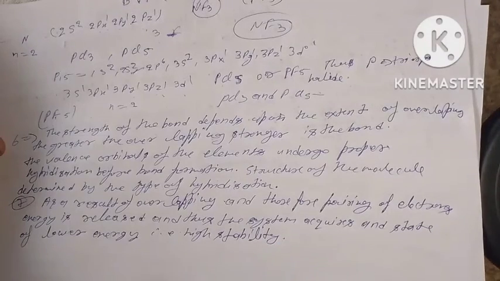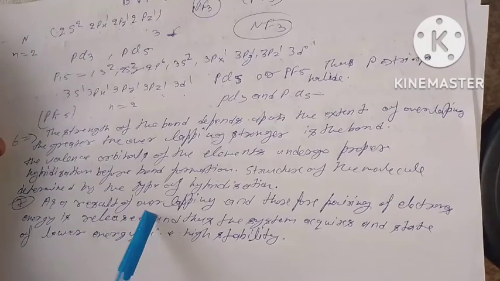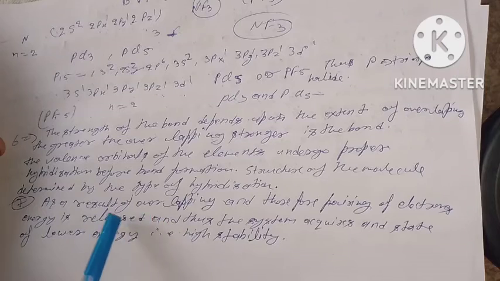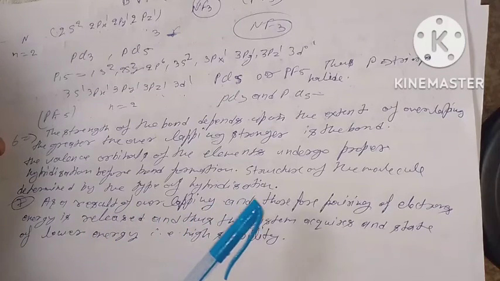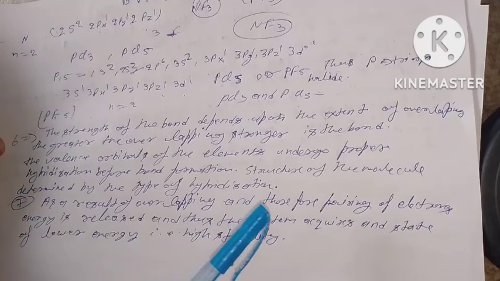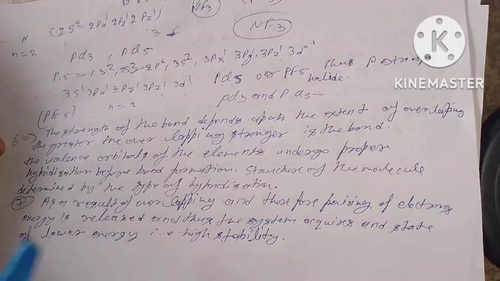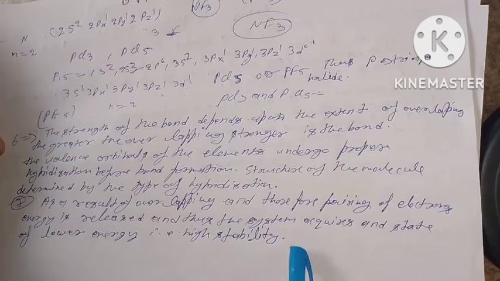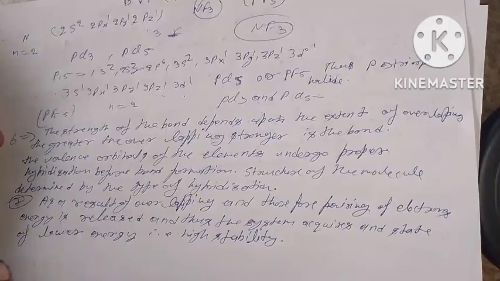As a result of overlapping and therefore pairing of electrons, energy is released, and thus the system acquires a state of lower energy, that is, high stability.